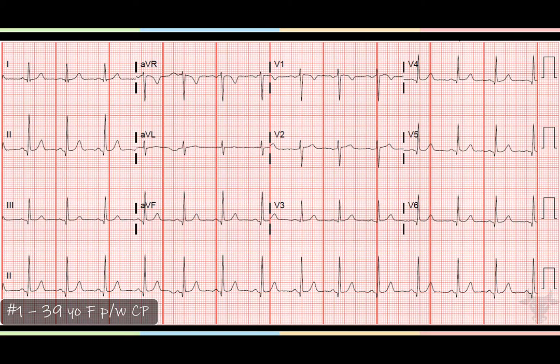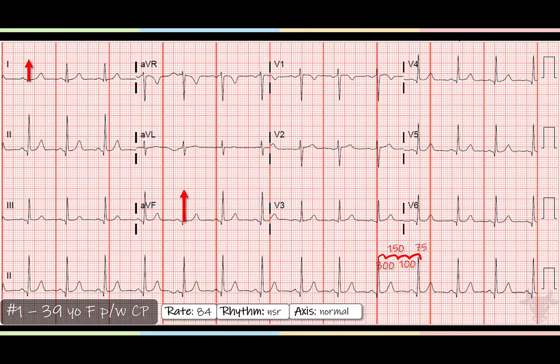Okay, now let's go back to our original case and try to interpret this in our nice stepwise approach. So like we did earlier with the rate, we'll find a QRS complex on a big box and count out our 300, 150, 100, and it's closer to 75. And we actually counted out the QRS complex earlier. So this rate's 84. The next, we're going to look at the rhythm. So we see a P for every QRS, a QRS for every P. The P wave morphology is consistent, and the axis is normal. So we have a sinus rhythm.